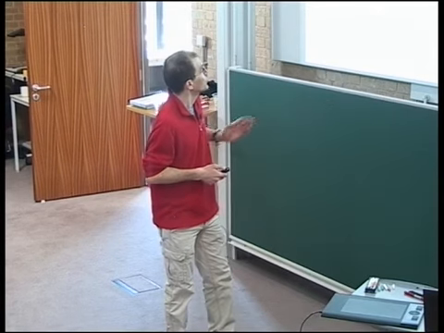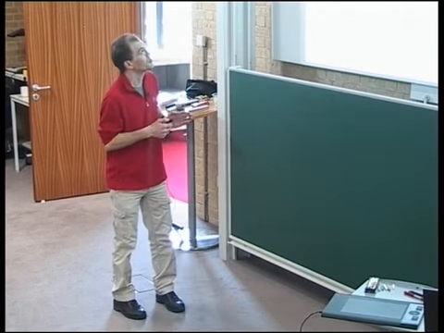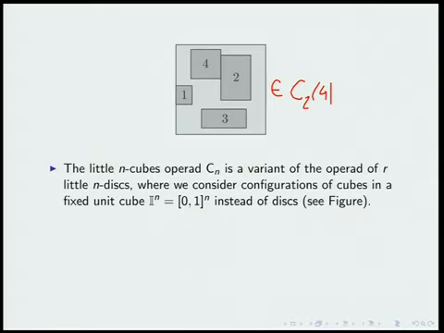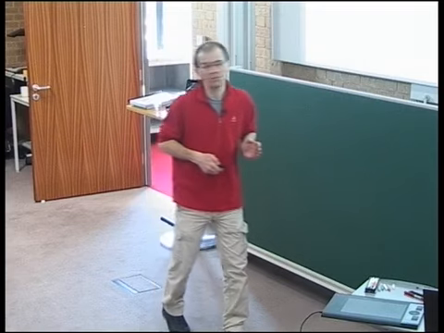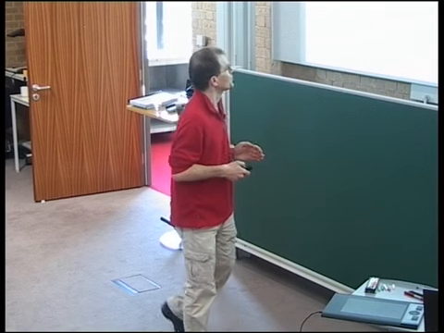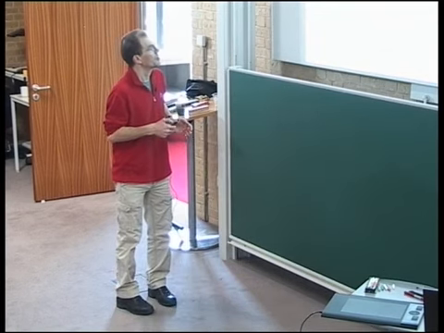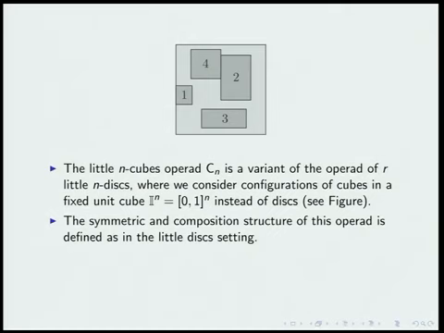The little cube spaces are defined similarly. I'm considering these rectilinear embeddings of cubes. This gives a configuration of 4 cubes in a big unit cube, which are again numbered from 1 to 4. Again, I'm assuming that the interiors of the cubes are disjoint. The cubes can touch on the boundary, and the boundaries of the little cubes can touch the boundary of the big ambient cube. And you also have symmetric and composition structures on these operads, which are defined as in the little disk setting.